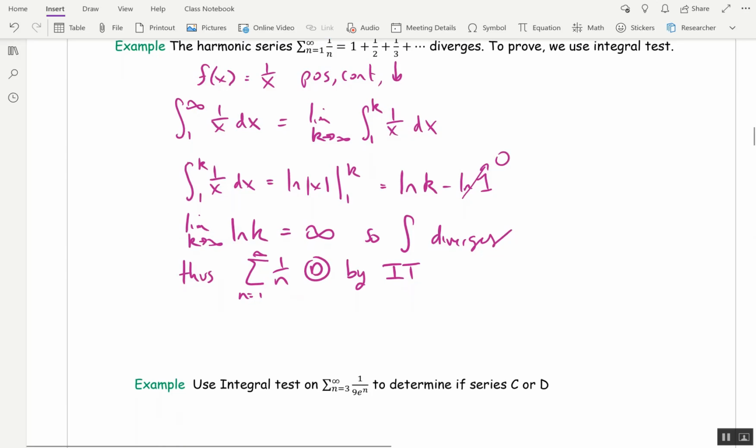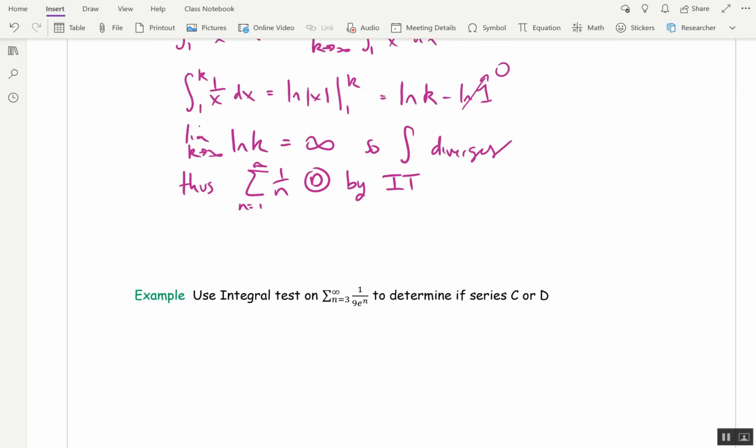Okay, let's do another one. We're going to test this series. So our function f of x, we're going to replace this with the integral.